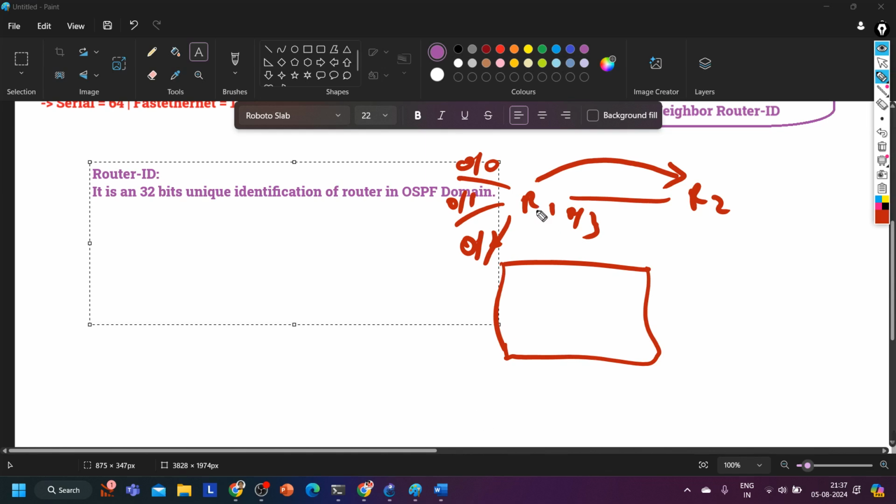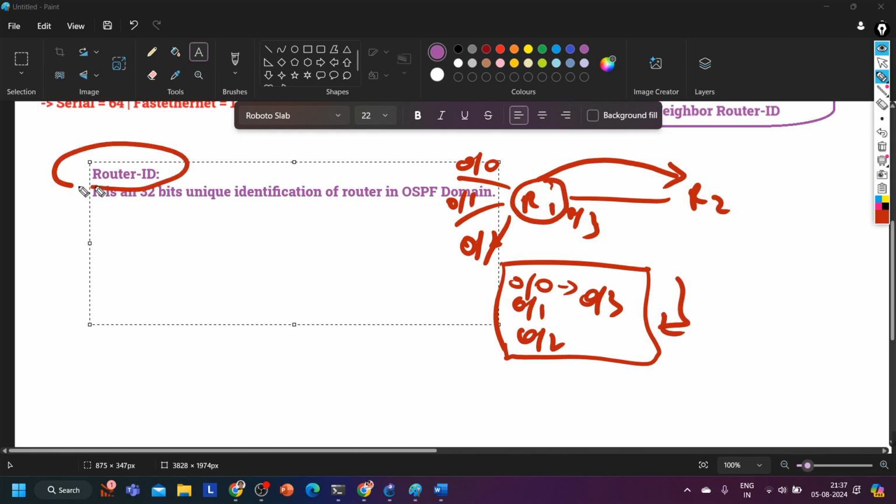In the database, router 1 will add the link state of each link: Fast Ethernet 0/0, 0/1, 0/2, 0/3, right? There will be a lot of information, like all the states of the links. Now, how is router 1 going to represent this database with the help of a router ID? Let's suppose the router ID is 1.1.1.1. This router ID is the unique identification of the database.